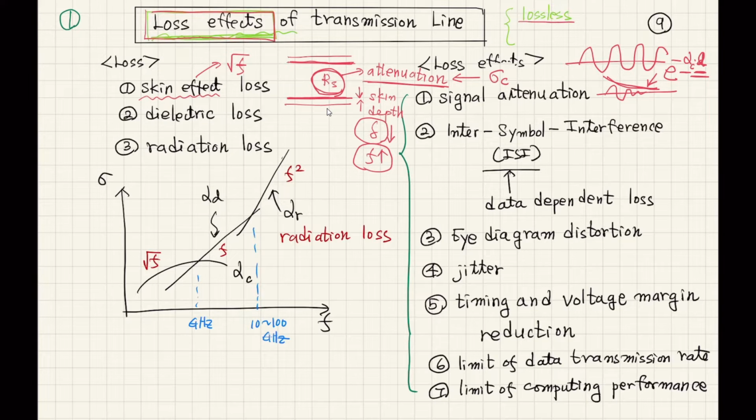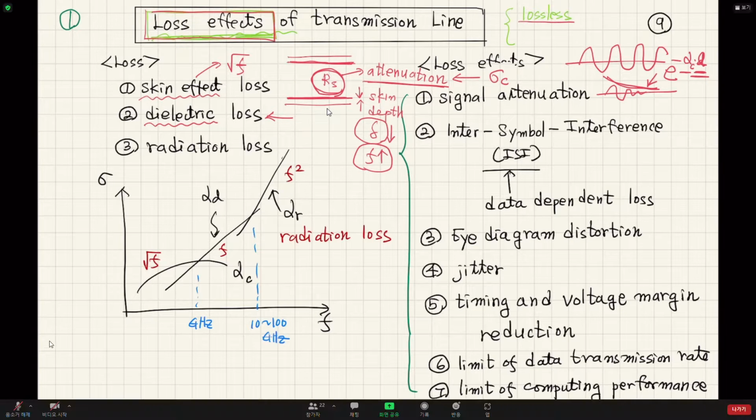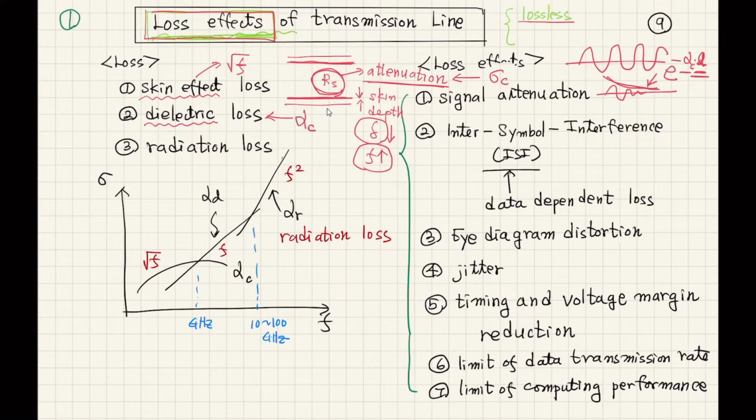The second loss is coming from dielectric loss, and that will be represented by the dielectric attenuation constant. I will say it is the attenuation constant by dielectric loss. Later, I'm going to show you that this dielectric loss is proportional to frequency.